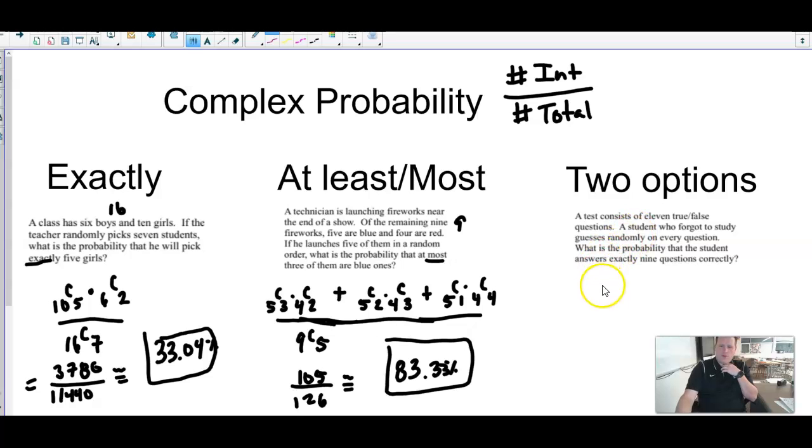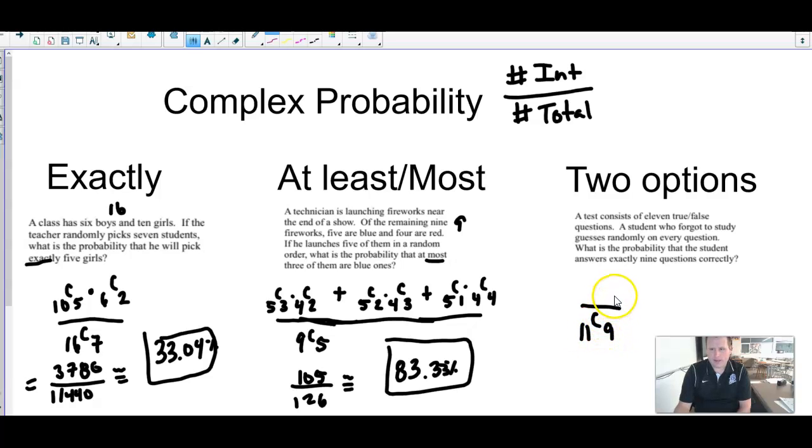Okay, the last one is when we have 2 options. So this one, we've got an 11 question true-false test. And let's say a student totally forgot to study and is just going to randomly guess because none of us have done that before. And so we're going to look at this. What's the probability the student answered exactly 9 of those questions correct? So my denominator, again, is always the consistent part. I want exactly 9, so I'm still going to go 9 from the 11. So I'd go 11 combinations of 9. Again, order does not matter. I've got to choose 9 of the 11 to be correct.